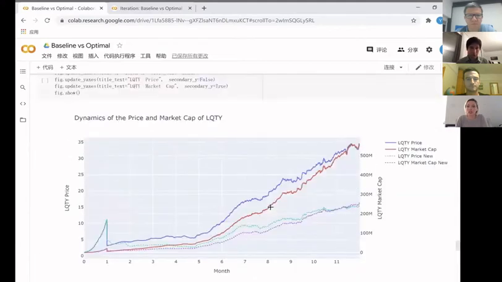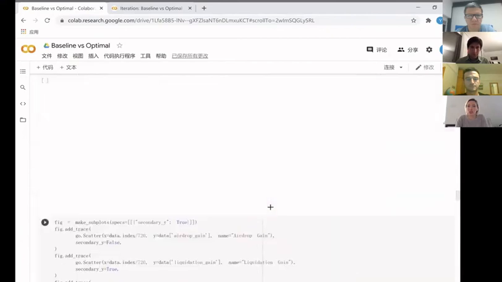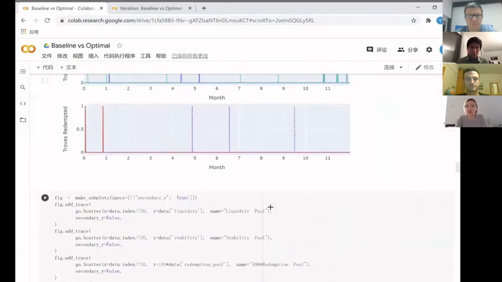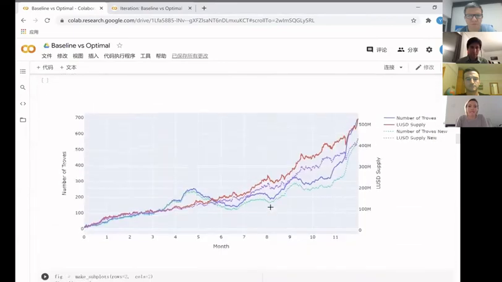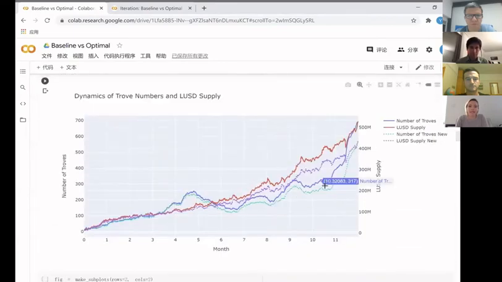Okay, so next, let's see the loose supply and also the number of truths, which is shown here. The solid lines represent the baseline approach. You see the red line represents loose supply, which amounts to 500 million, and the blue line represents the number of truths, which amounts to 700. Due to the time and the computation capacity, we reduce the number of truths by 20 times, and simultaneously we multiply the debt position per truth by 20. So that's why you see only 700 truths at the end of the first year.